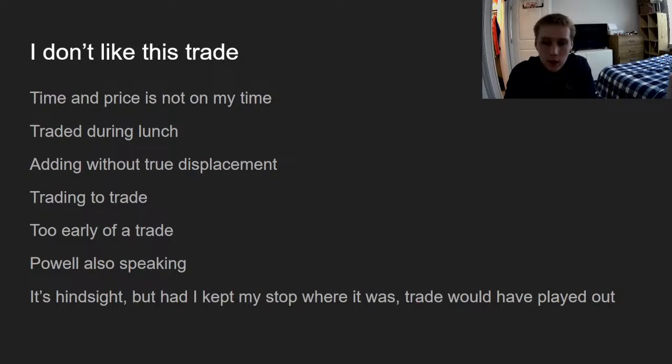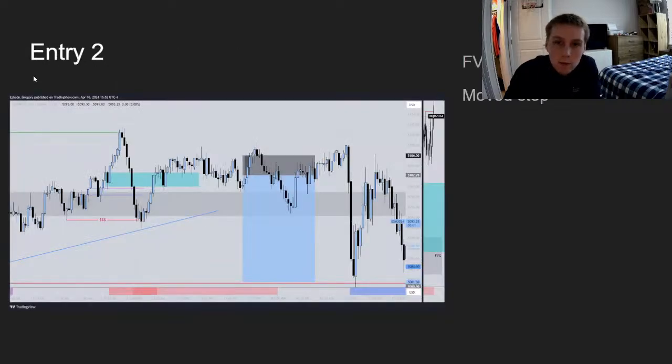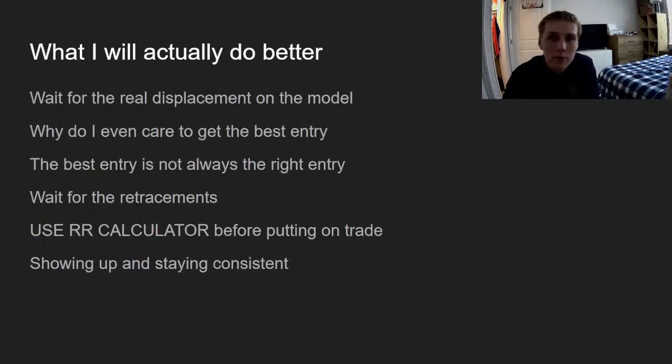Okay, so it's hindsight, but if I had kept my stop where it was, the trade would have gone in my favor, and that's what I'm saying. Over-managing can hurt you, but I also don't mind moving my stop at all. Ideally, if we have low resistance liquidity, I want us to run it, but this was an example where moving my stop hurt me. Had I just had my stop at this high, the trade probably wouldn't have ended up playing out. But it's all hindsight. So what I will actually do better in the future is wait for real displacement on the model.